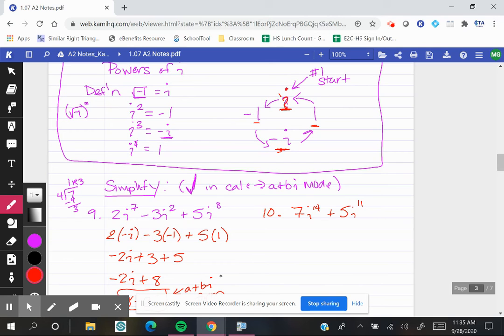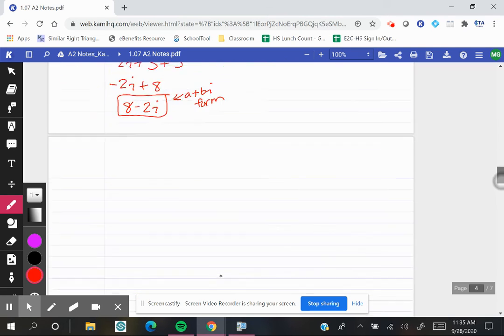And I'm not going to go through that one. Use number 9 if you need more help. And I'm not going to give you the answer because I want you to check it in your calculator to get the correct answer.